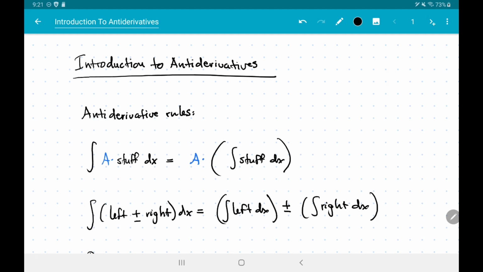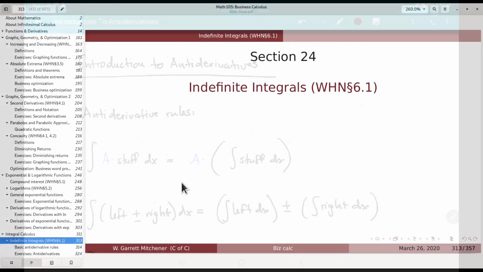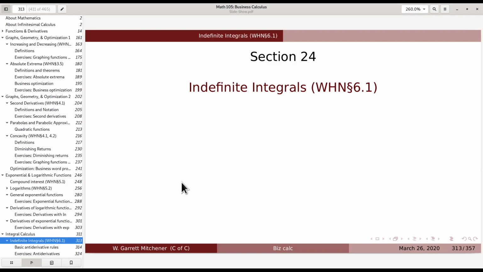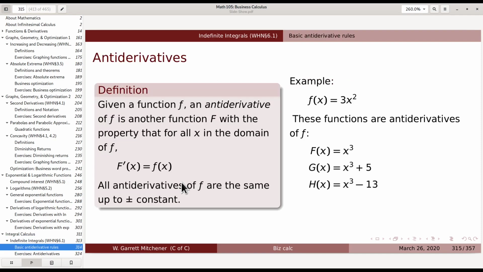In this video, I'm going to give an introduction to indefinite integrals and the concept of the antiderivative. So this is section 6.1 in Hawks. So first, here's the basic definition.